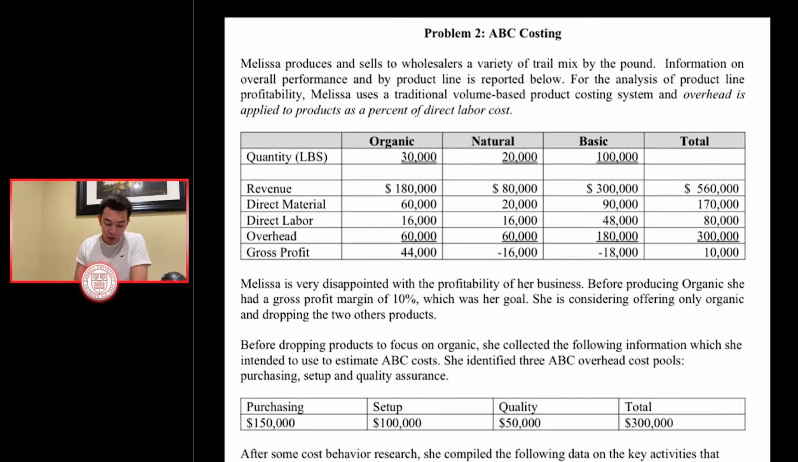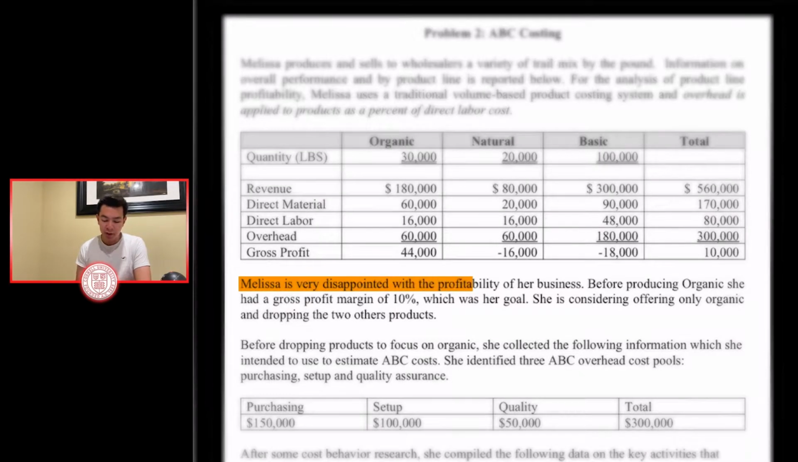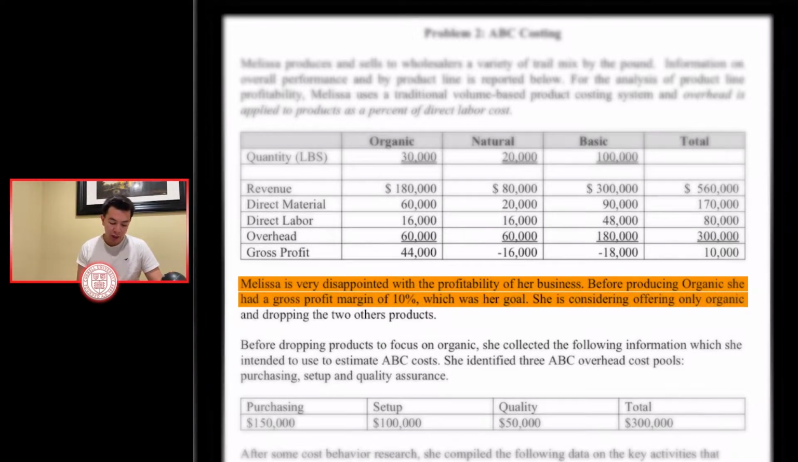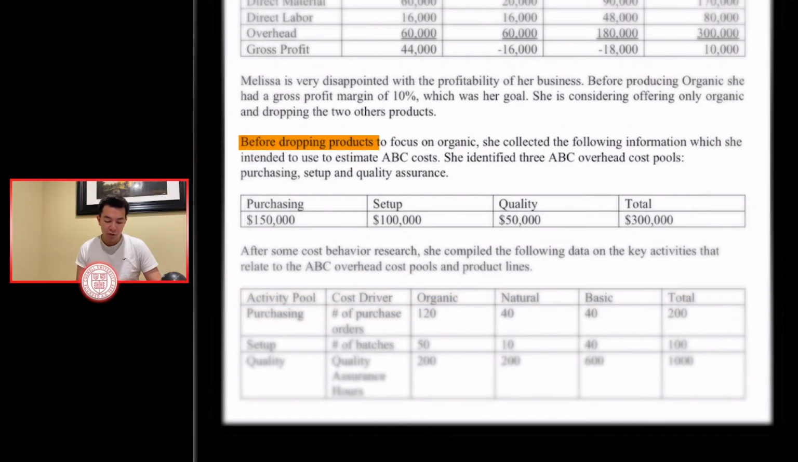So they give us a bunch of figures here, and then it says Melissa is very disappointed with the profitability of her business. Before producing organic, she had a gross profit margin of 10%, which was her goal. She is considering offering only organic and dropping the two other products. Before dropping products to focus on organic, she collected the following information which she intended to use to estimate ABC costs. She identified 3 ABC overhead cost pools: purchasing, setup, and quality assurance.